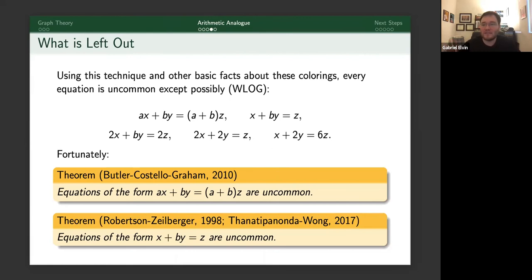And for this last result here, I should say that both groups of people, Robertson, Zeilberger, and Thanati, Pananda, Wang, actually found the asymptotic minimum. And then an immediate corollary was that they're uncommon. So they proved stronger results for this. And these are the only equations where the minimum is actually known.